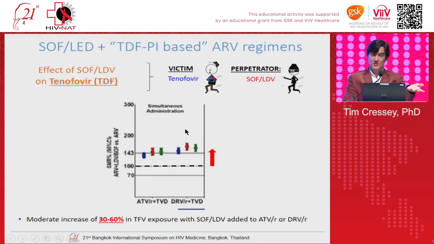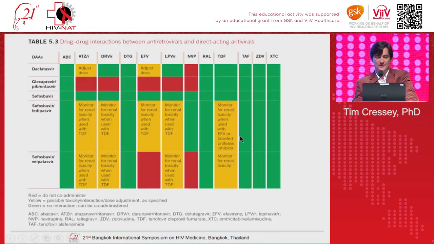And then when you have sofosbuvir-ledipasvir with tenofovir, similar to sofosbuvir-velpatasvir, you see tenofovir levels increasing, where the victim is tenofovir, and this is TDF, not TAF. With sofosbuvir-ledipasvir, you're seeing higher tenofovir concentrations, around a 30% increase, especially when added to an atazanavir or darunavir-based regimen. So that's an increase on top of an increase, likely, because we know that with these regimens the tenofovir is already a little bit higher compared to an NNRTI-based regimen.